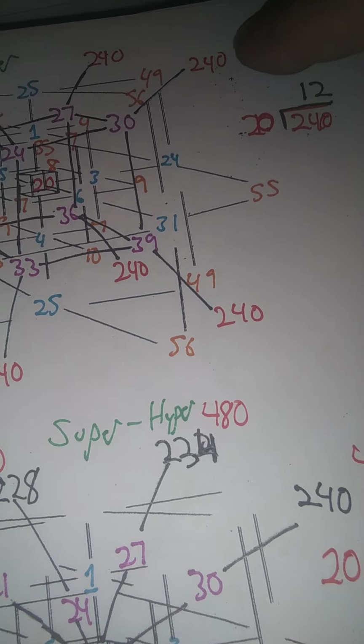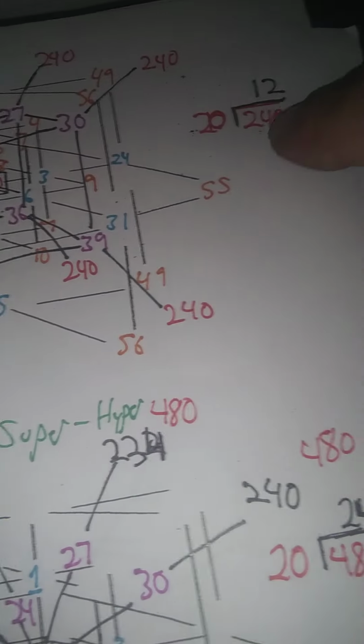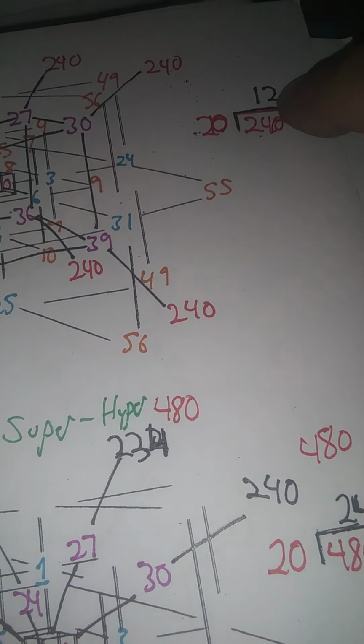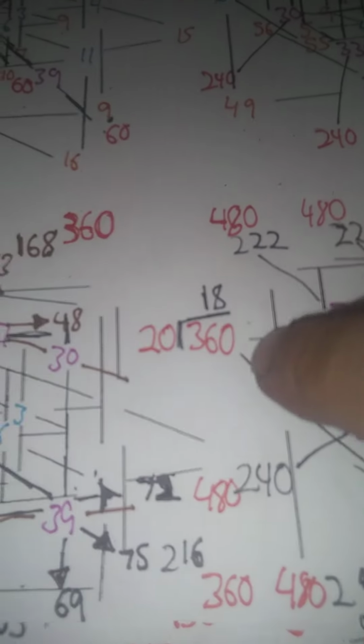But if you add 60 going into 240, it would be 4. It would be 3, 4. 60 going into 360 would be 6, and 60 going into 480 would be 8. So it was just a matter of adding them wrong.